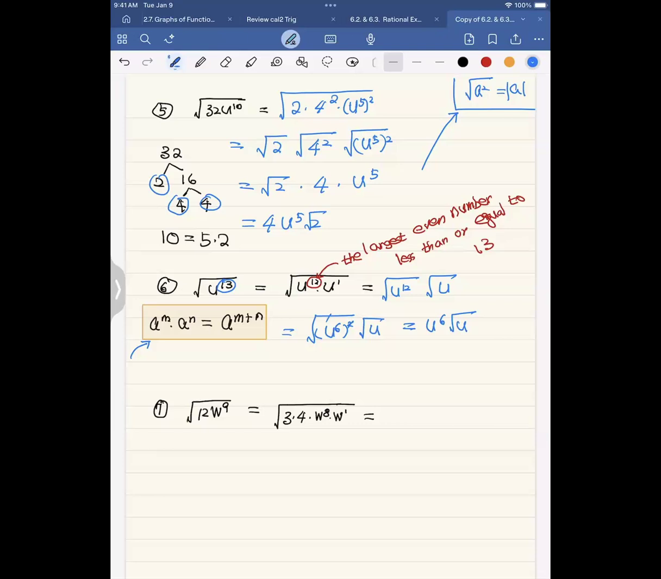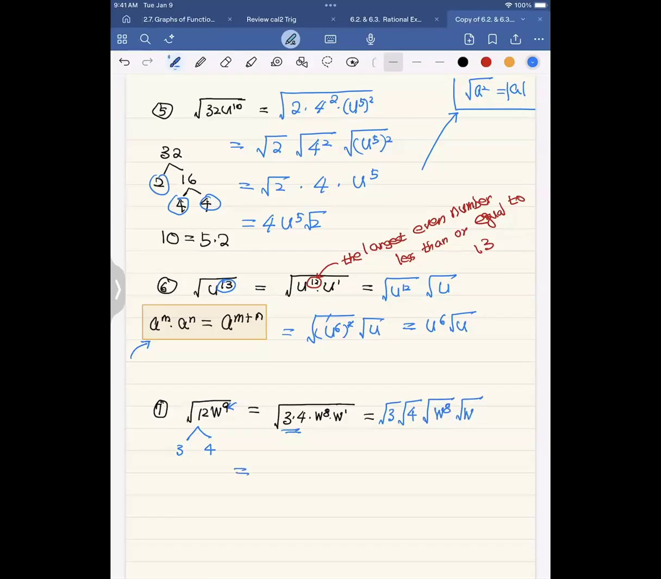In the next problem, we do something similar. We have square root of 12 w to the 9th power. 12 is 3 times 4, so I wrote it here. And we split this 9 into the largest even number plus 1. So obviously that is w to the 8th power times w to the 1 power. Then that's square root of 3 times square root of 4 times square root of w to the 8th power times square root of w.